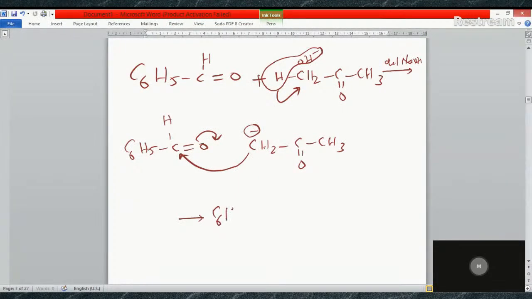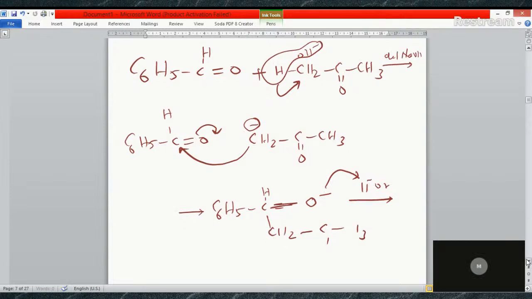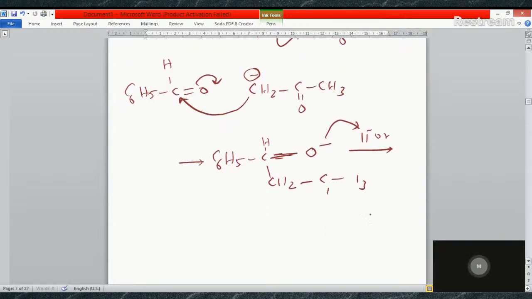So the product will be C6H5 CH, the double bond is converted into single bond, so that we can have O minus, and here I can write CH2C double bond O CH3. Now this is to be protonated by using water, adding hydrogen plus to that oxygen. That results in the formation of a molecule as follows: C6H5 CH, it becomes OH, and one of the hydrogens is taken outside.